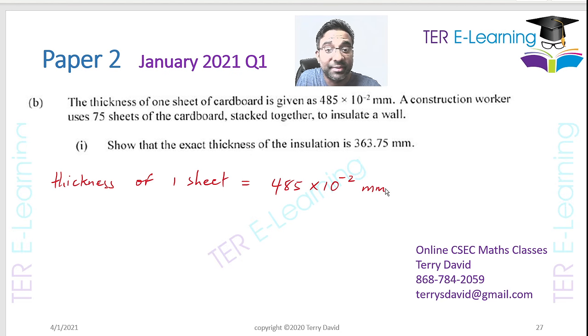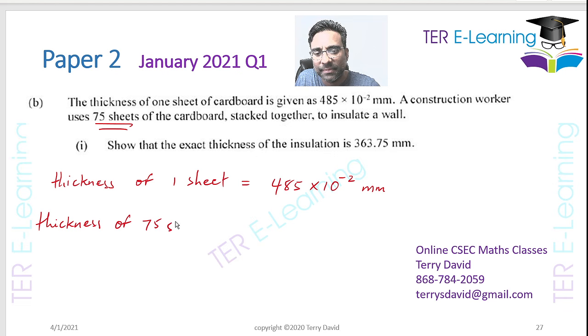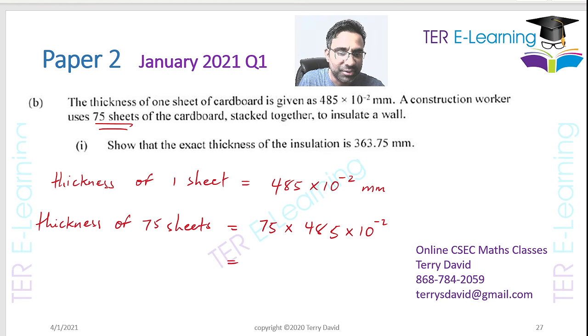Now this really is given in standard form here. Now you want to know he's using 75 sheets, so therefore thickness of 75 sheets is simply going to be 75 multiplied by 485 by 10 to the minus 2. Now, you're going to use your calculator to do this one.